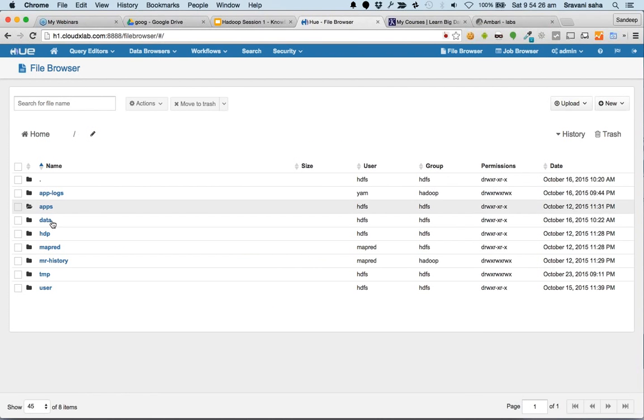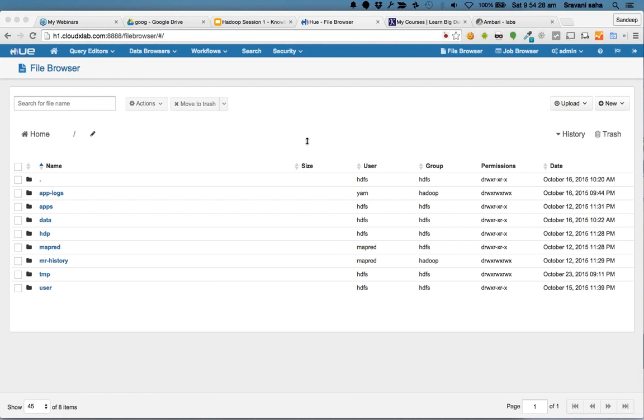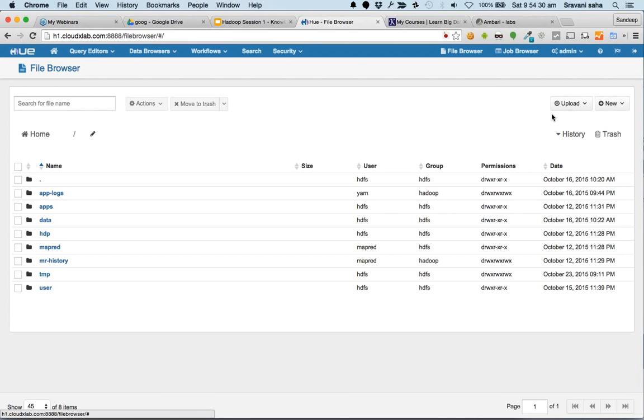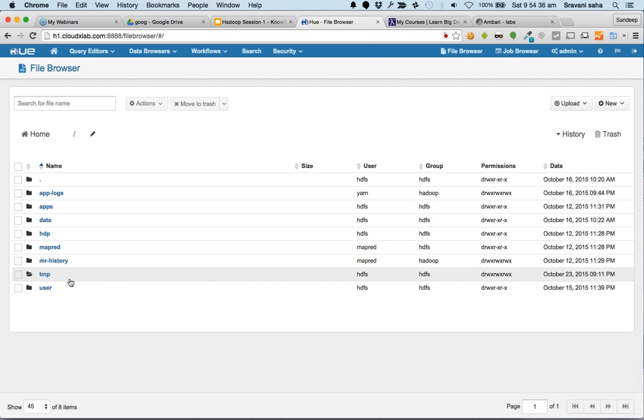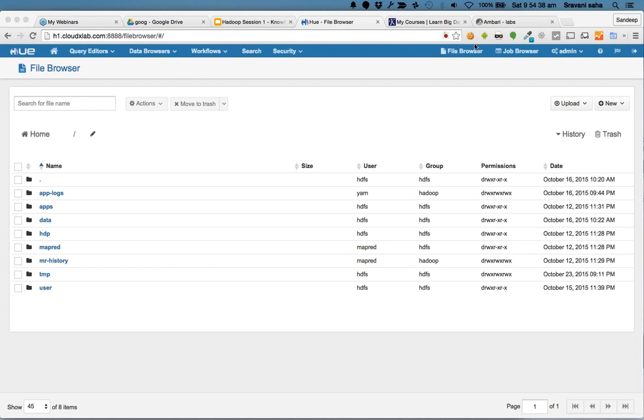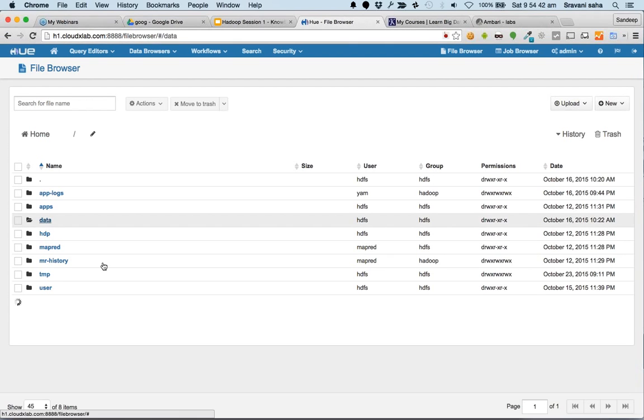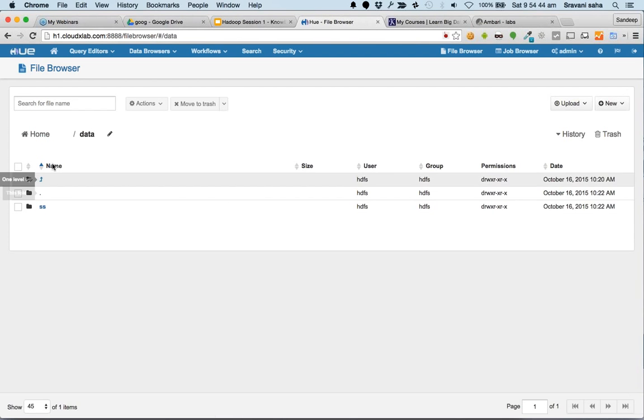So this is our file system. We can create our own files, upload our own folder, and whenever we are churning data, that output will be here only. We'll be saving all the outputs in the file. And when we will be doing exercises, most of the data would reside in this folder called data.